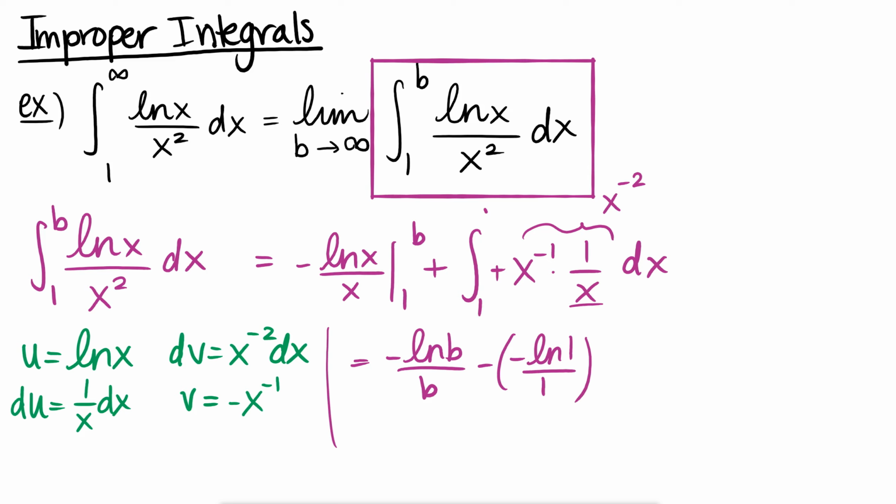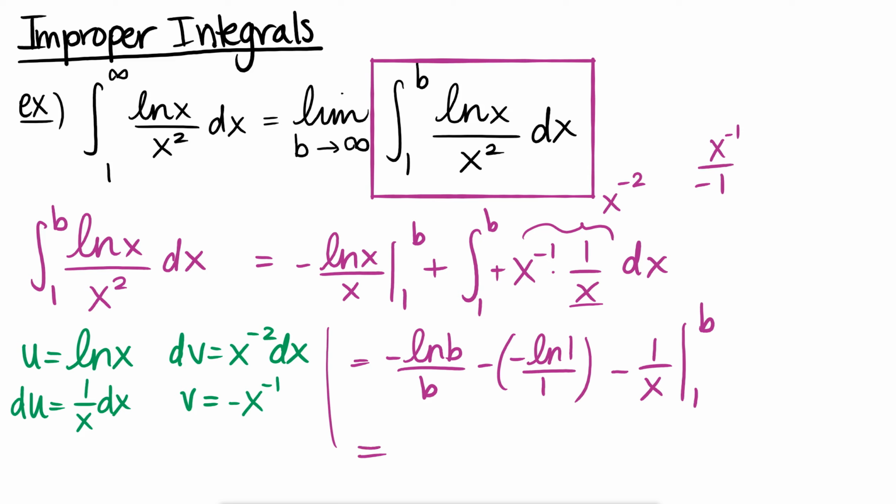I forgot my limits of integration there. The antiderivative of x to the negative 2 is negative 1 over x, evaluated from 1 to b. That'd be x to the negative 1 over negative 1, which is the same thing as a negative 1 over x. All right, so let's see what we get here.